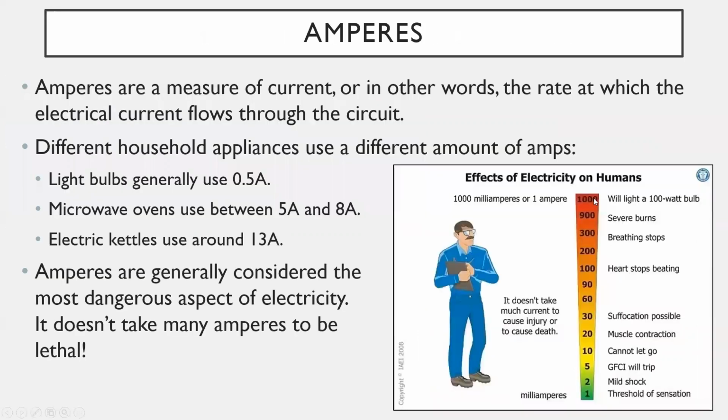All right, moving on. Okay, so I'm going to break these down in a little more detail. Some of this will probably sound a little samey, but whatever. Amperes are a measure of current, or in other words, the rate at which the electrical current flows through the circuit, as I've already mentioned.